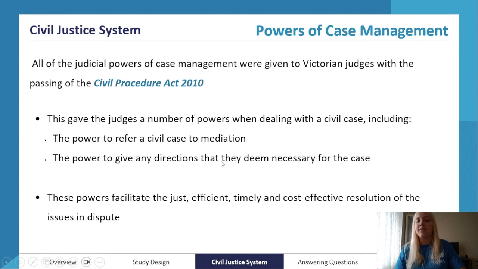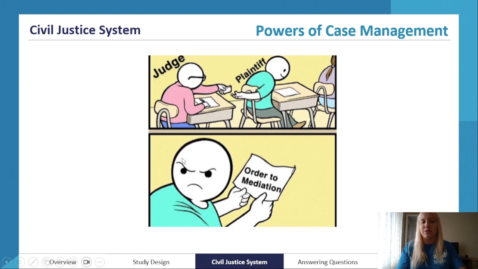And the power to give any directions that they deem necessary for the case. So this is all about making dispute resolution in the courts faster and cost effective, while still being fair and just. You need to know this purpose, this line here at the bottom. So we need to be able to give examples of some directions, okay?